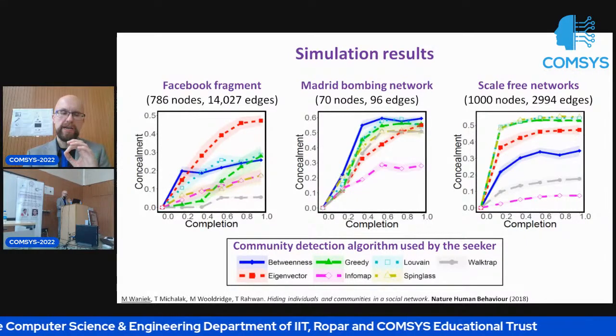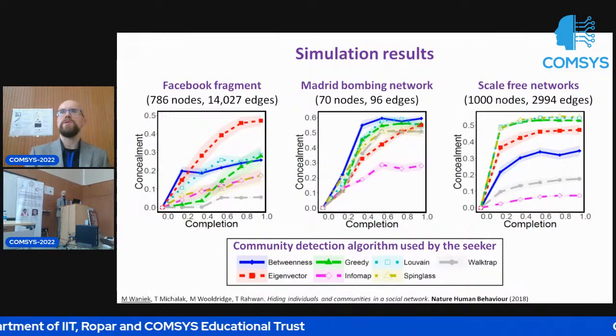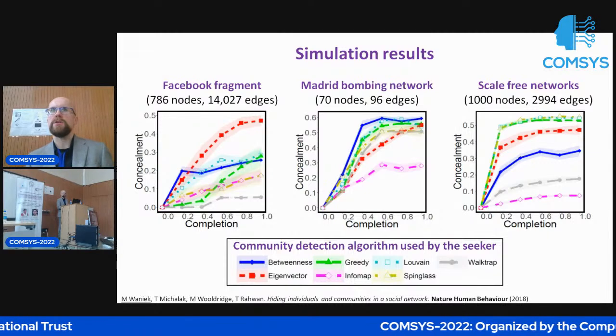We selected communities which are exposed at the beginning. So that's why at the beginning, the value of their concealment is always zero. And by finding new friends, we are able to hide from these community detection algorithms.